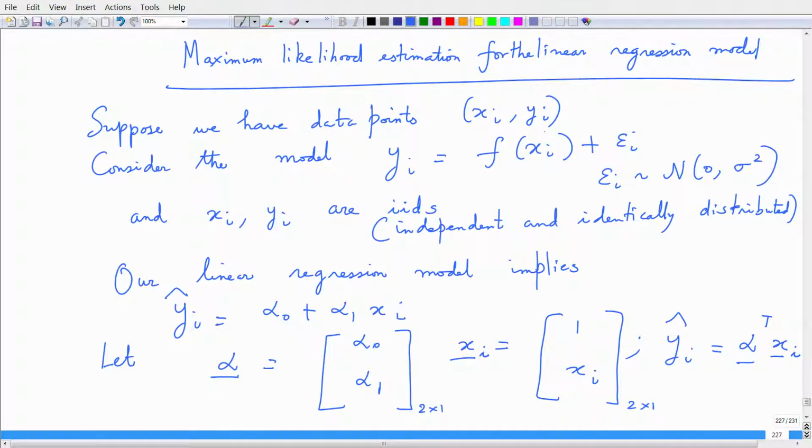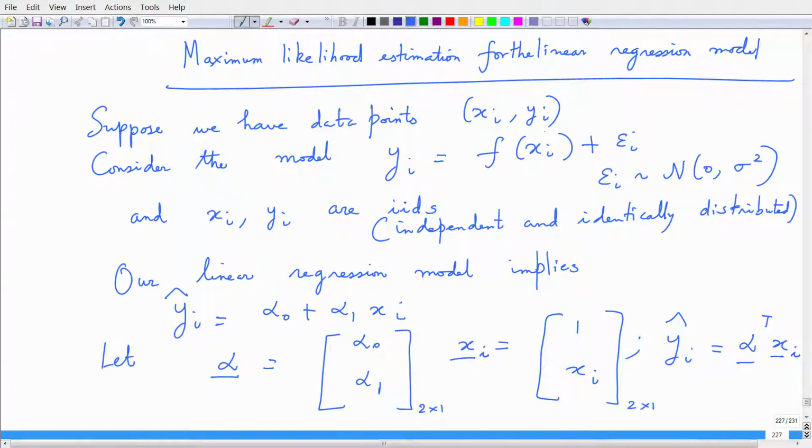Welcome all of you to this module. We considered the least squares formulation for the linear regression problem, and I mentioned to you that we can have alternative metrics. One such metric would be the maximum likelihood estimation of the parameters given the data. So, let us see how we can estimate the parameters for the linear regression model.